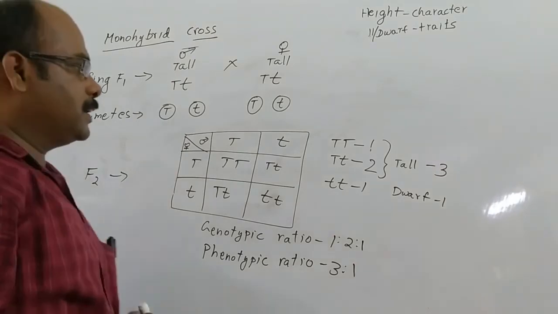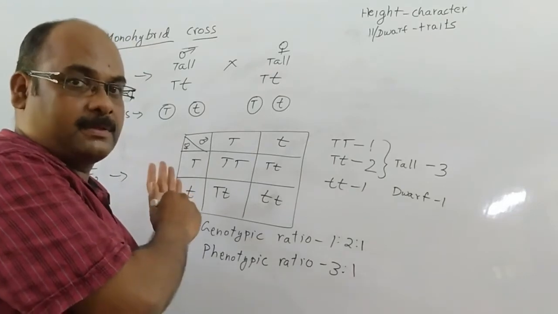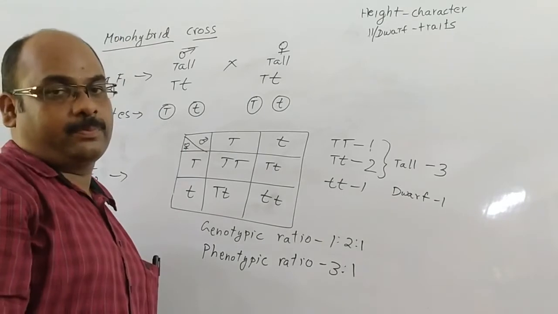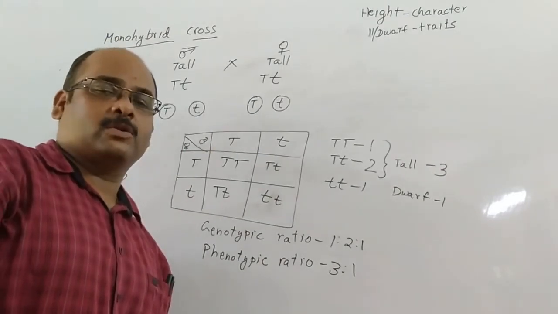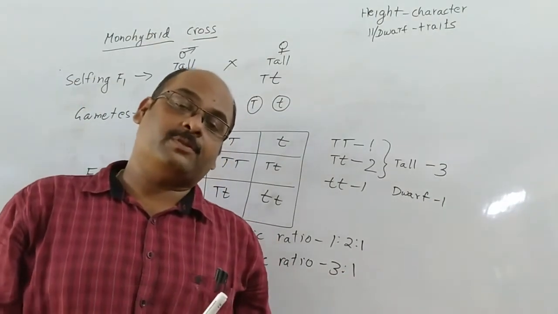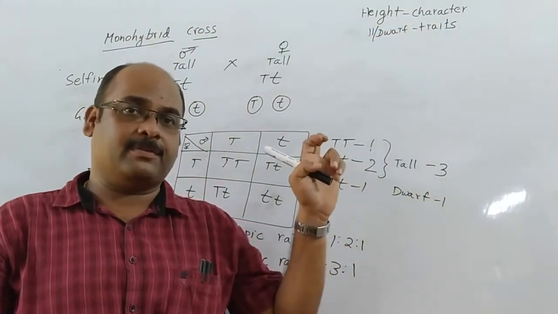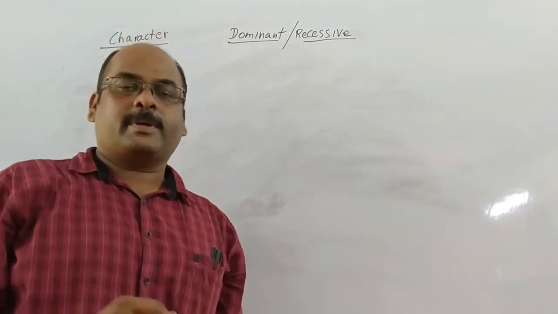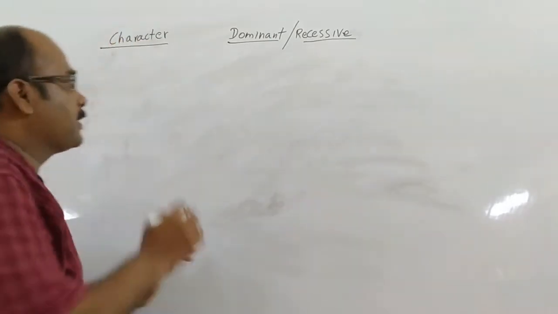So you can easily write this. You should start from the beginning, since half was there on the previous page, and go all the way till F2. Like this you can do it for other characters also. Mendel actually studied 7 characters. One character has 2 traits, one dominant and one recessive, so 7 characters have 14 traits. Each character has a dominant and a recessive trait.